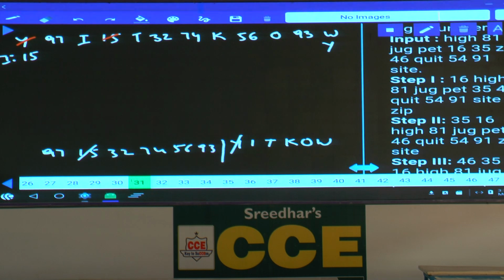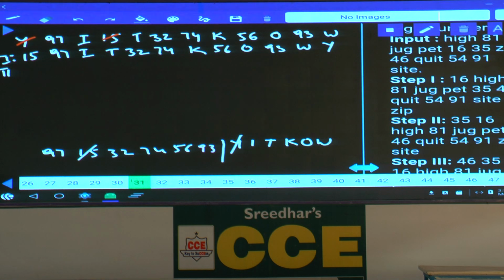All the remaining elements should be written in the same order. Then tell me what are the remaining elements. 97, I, T, 32, 74, K, 56, O, 93, and W. Clear now? Then next one.